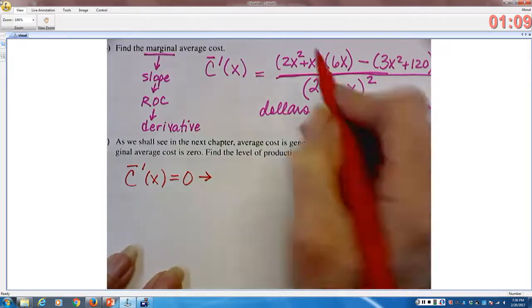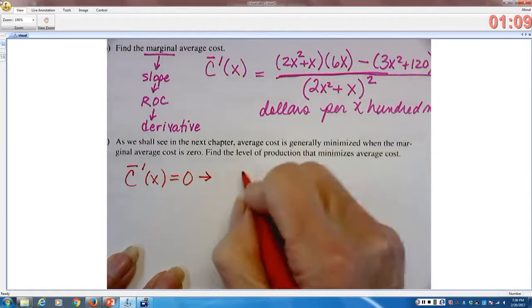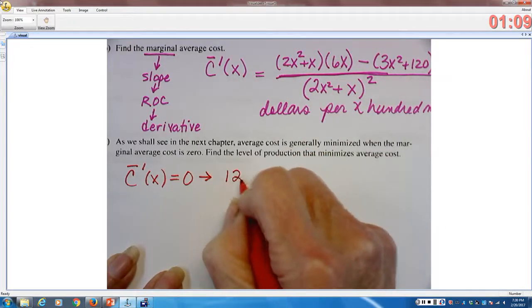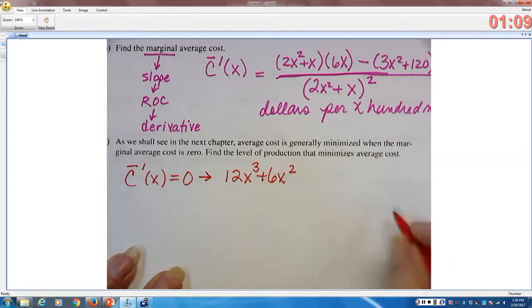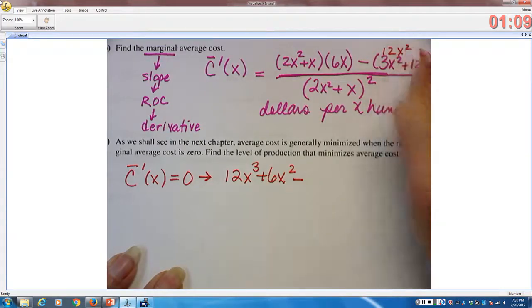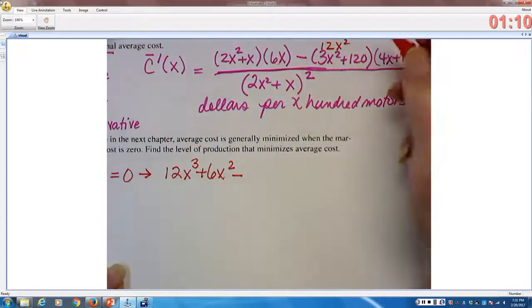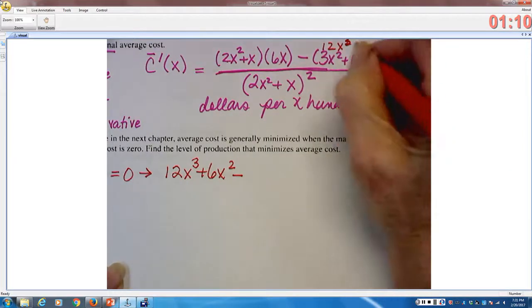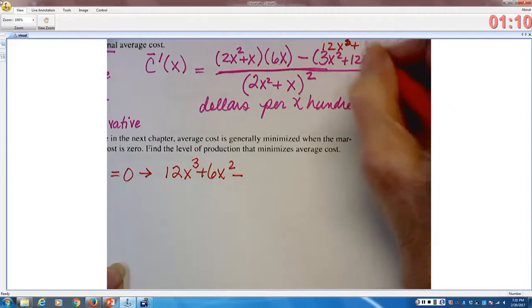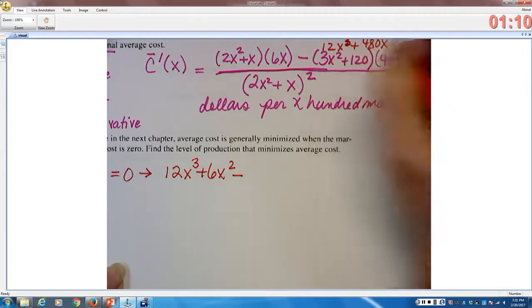It probably would be easier to say 6x times 2x squared is 12x cubed, plus 6x squared, minus 3 times 4, which is 12x cubed, not squared, cubed, plus 4 times 120 is 480x. 1 times 3x squared is 3x squared. And 120 times 1 is 120.